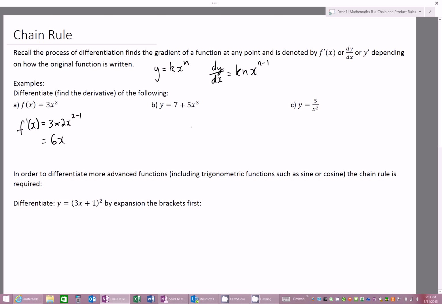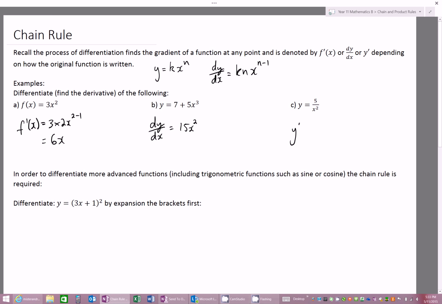Part B, I've got y equals, so I can choose the y dash or the dy dx notation for my answer. I'll do the first one in dy dx notation. Differentiation of a constant is nothing. So that one's nothing, and differentiation of 5x cubed, 5 times 3 is 15, and x to the power 3 minus 1, which is 2.